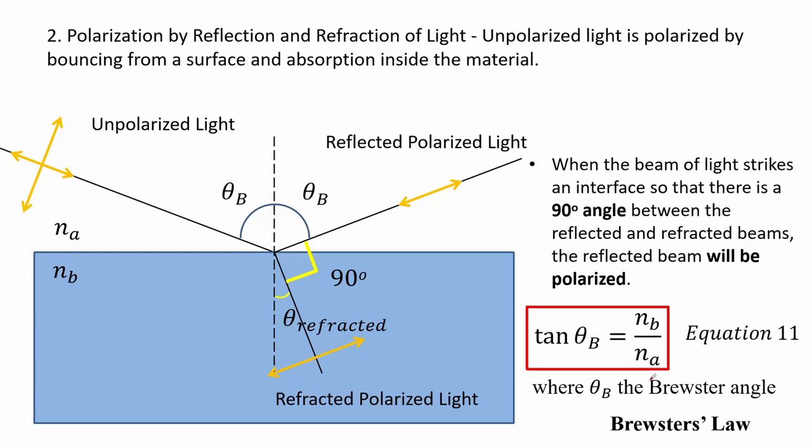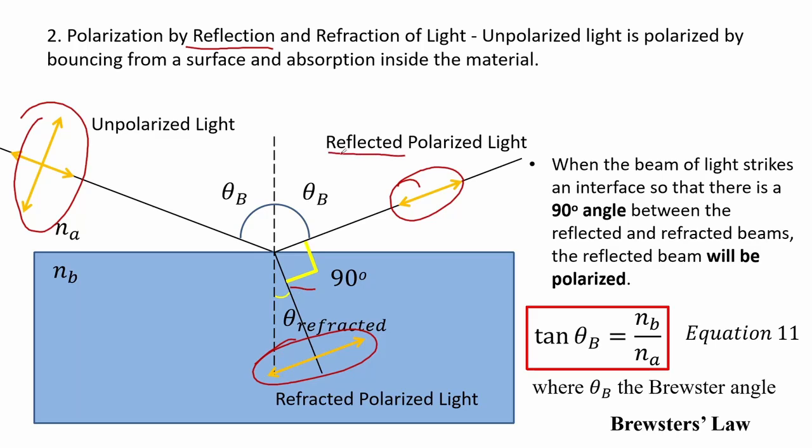The second way of polarizing light is by reflection and refraction of light. Here, unpolarized light is polarized by bouncing from a surface and absorption inside the material. When the beam of light strikes an interface so that there is a 90-degree angle between the reflected and refracted beams, the reflected beam will be polarized. To determine the angle, we use Brewster's law as shown in equation 11. The light that is reflected from the surface with the Brewster's angle is entirely polarized perpendicular to the plane of incidence.